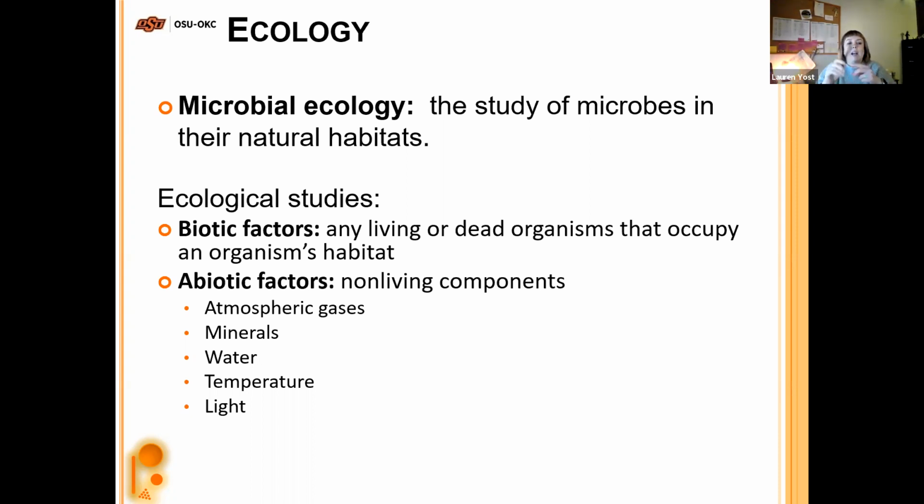We're talking about atmospheric gases, minerals, water, temperature, light, pH. So things that live in acid pools, that's an abiotic factor. Things that live in hydrothermal vents, that temperature is an abiotic factor.